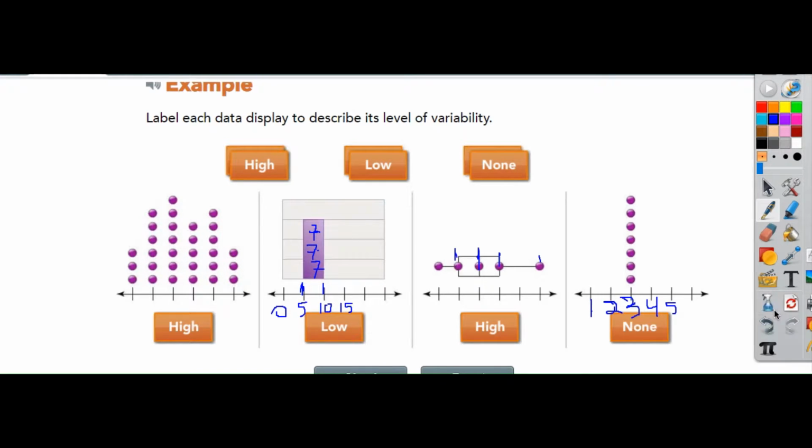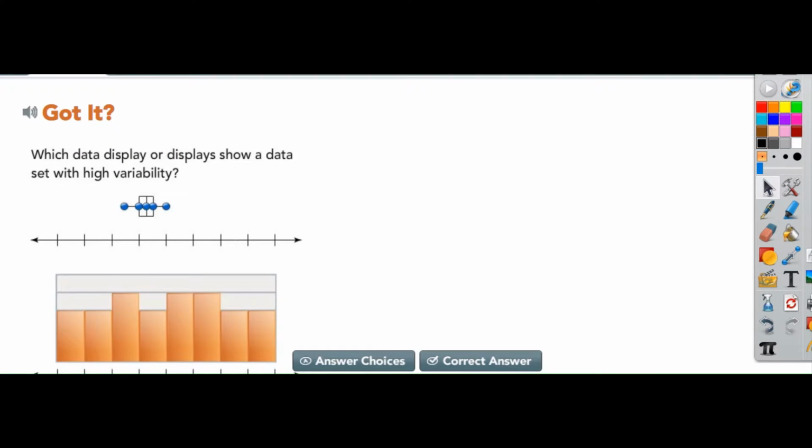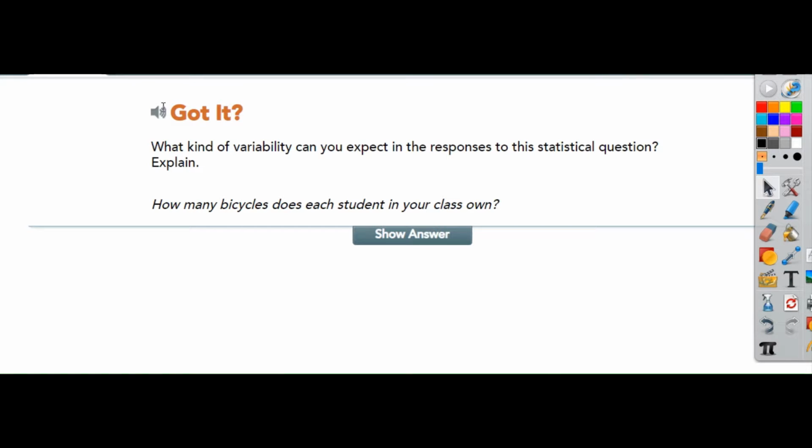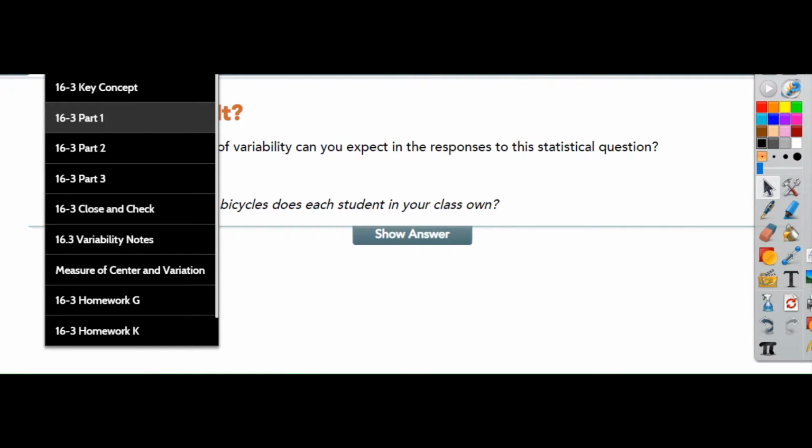And this is in your notes notebook. Make sure you're taking notes as we go through these. And go ahead and answer this one in your digits book and this one as well. And we're moving to part 2.